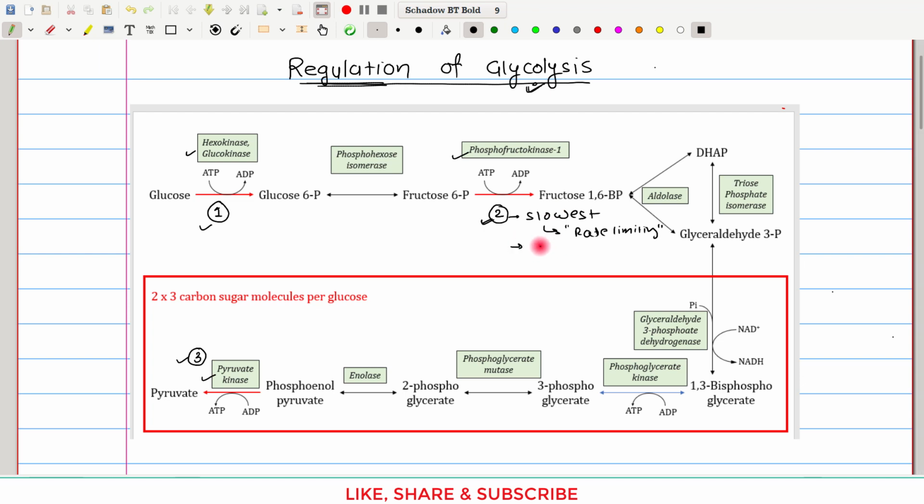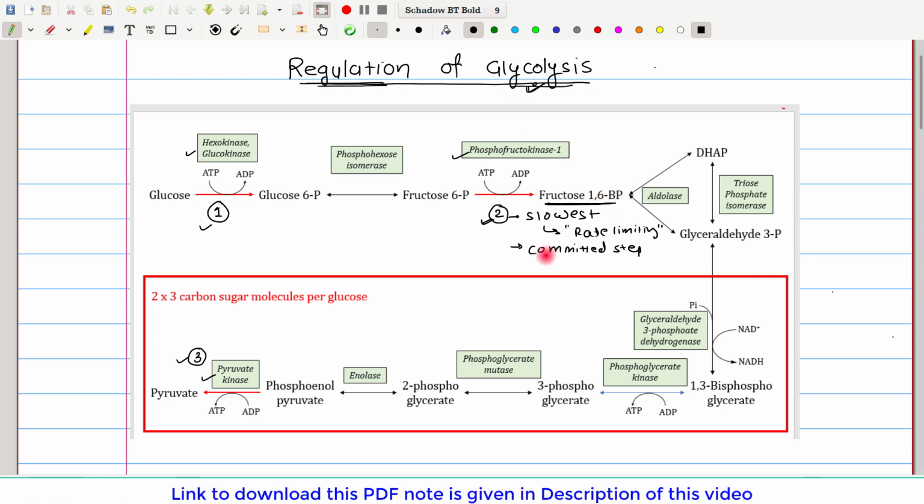And the second reason is that this is a committed step. That means, see, once fructose 1,6-bisphosphate is formed in this second irreversible step, there is no other fate for fructose 1,6-bisphosphate other than glycolysis. It has to undergo glycolysis. So there is a commitment towards this glycolytic step.